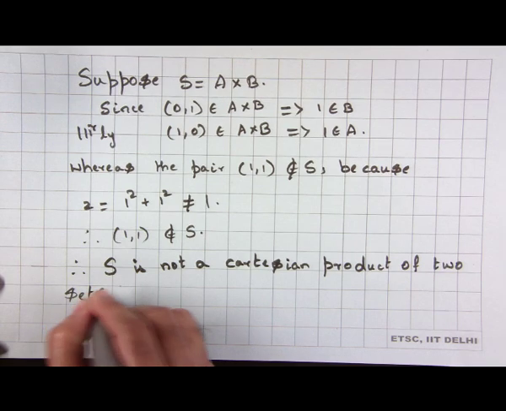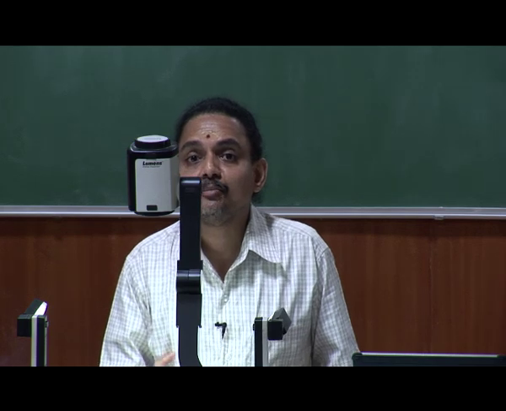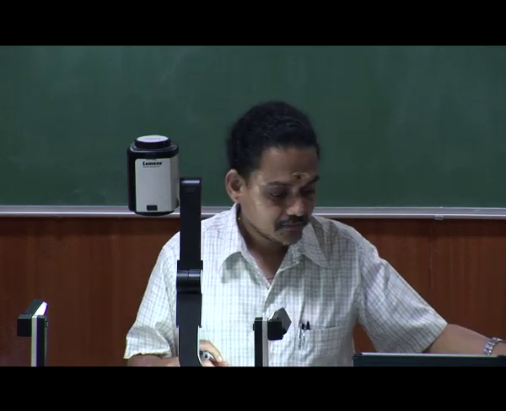Not all sets, this example gives us the fact that not all sets can be written as a Cartesian product, although a set can have ordered pairs, that does not mean that it is a Cartesian product of two sets. Fine. Before we go to the next example, let us make some remarks.